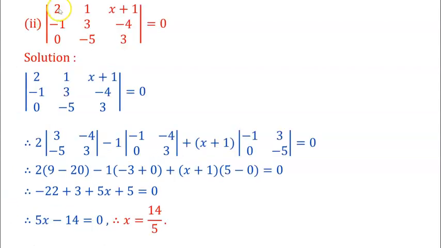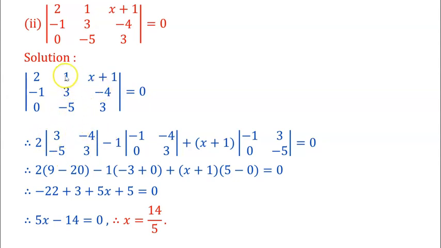Next determinant is 2, 1, x plus 1, minus 1, 3, minus 4, 0, minus 5, 3, that's equal to 0. Solve this determinant. That is 2 into, eliminate the elements in the first row, first column. The remaining determinant is 3, minus 4, minus 5, 3.